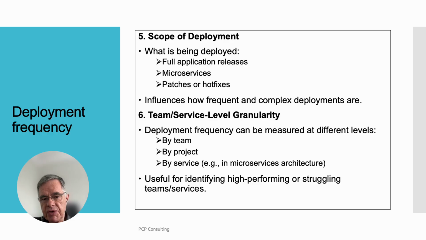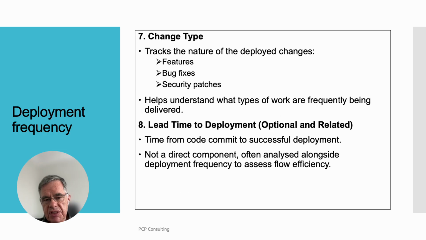Team service level granularity. Deployment frequency can be measured at different levels. By team, by project, by service, for example, in microservices architecture. Useful for identifying high-performing or struggling teams and services. Change type. Tracks the nature of the deployed changes: features, bug fixes, security patches. Helps understand what types of work are frequently being delivered.